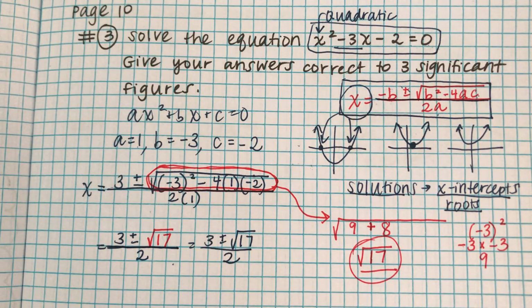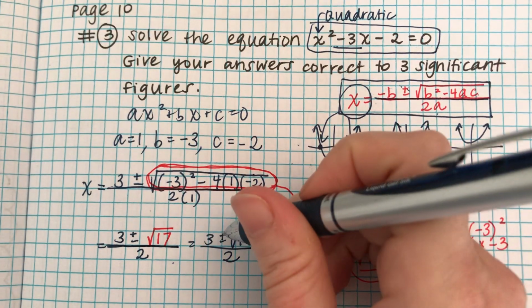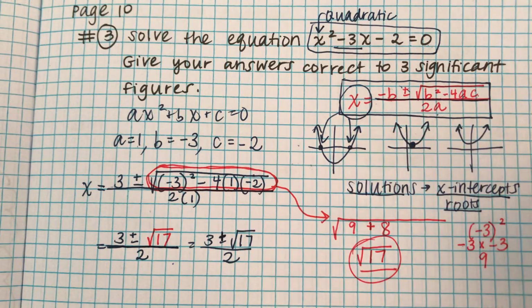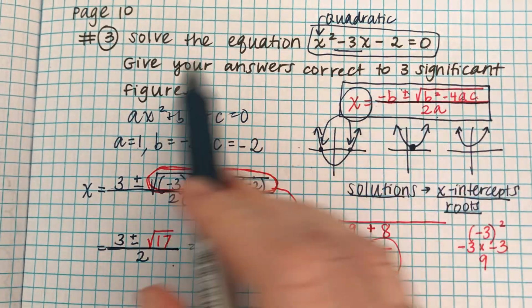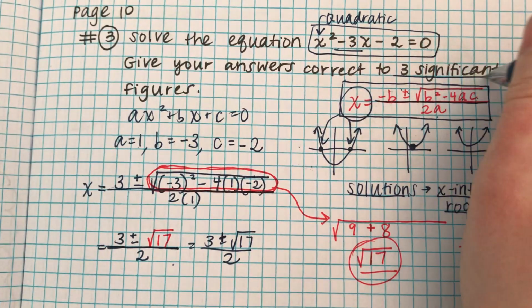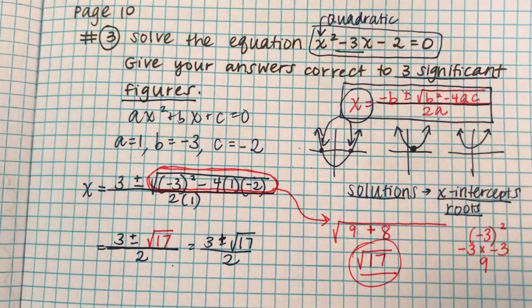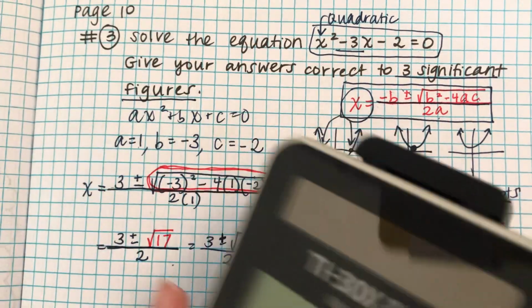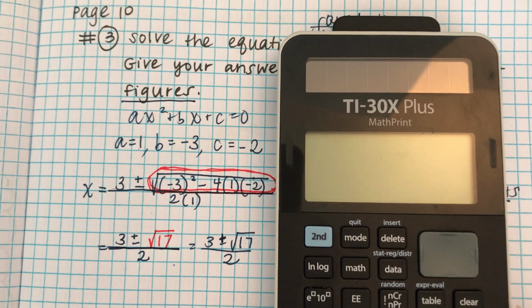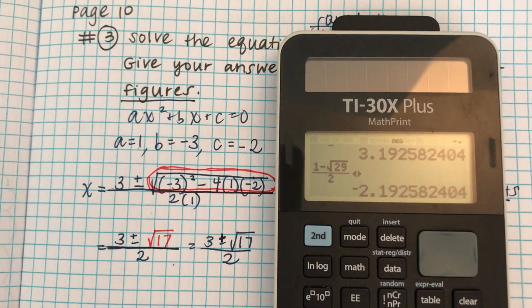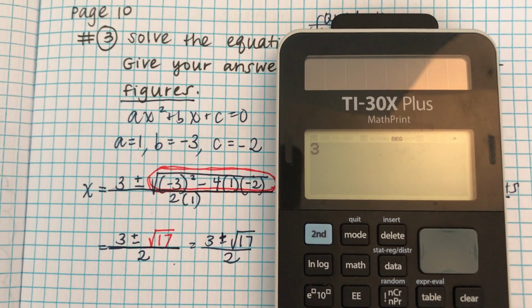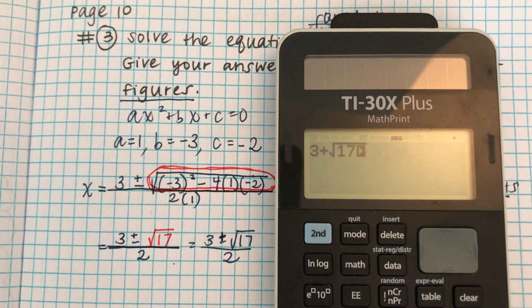All right, so you could leave your answer like that if they had asked you to. However, they ask, I think, for 3 significant figures. There it is. 3 significant figures. That means I need to type all of this into the calculator. So taking out our calculator, let's see. So we have 3 plus square root of 17. I usually just enter it like that.